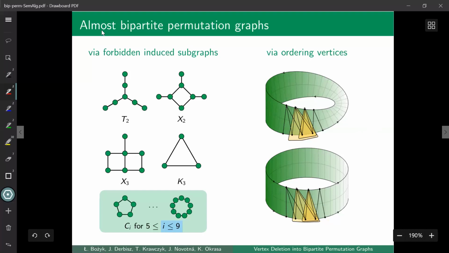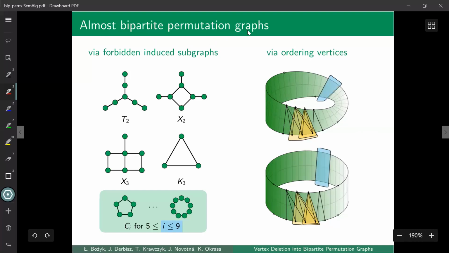So now this almost, in this definition, becomes almost of the following sense, that when we cut out some small piece of our strip and unfold it, then what we get is a bipartite permutation graph. We cut out a piece large enough to kill all the edge connections between two sides, like here or like here. And after unfolding, we get a bipartite permutation graph.